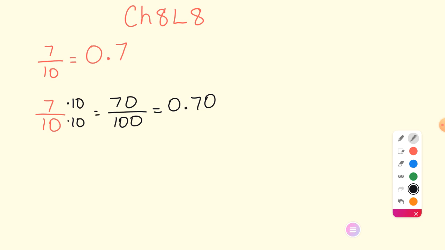So I have 0.70, but what's up there that I don't need? 0 in the hundreds place? Yeah, the 0 in the hundreds place. So I could write that as 0.7. And again, I could have caught it there. If you ever have a 0 on top and bottom, you can always cancel them.